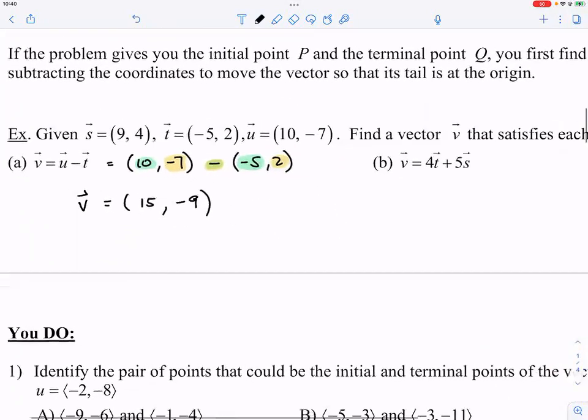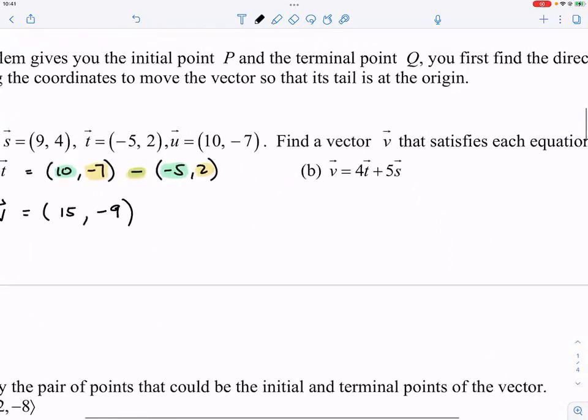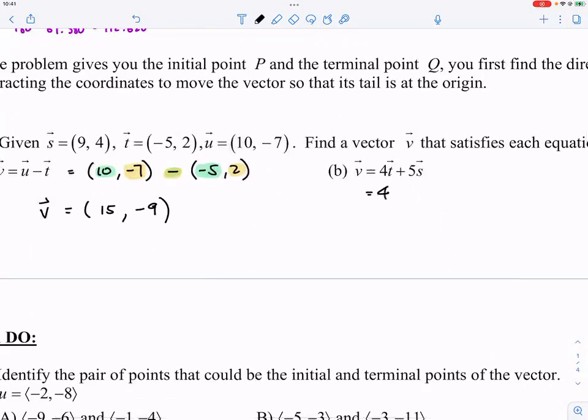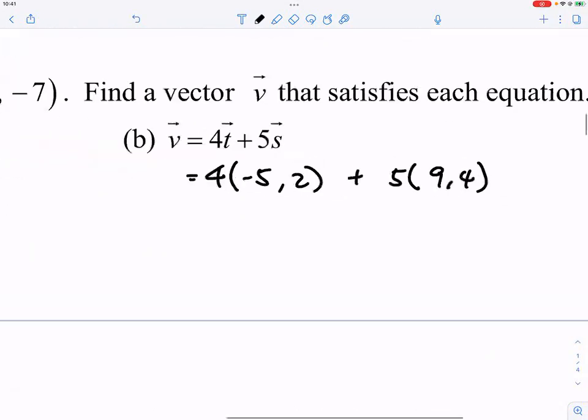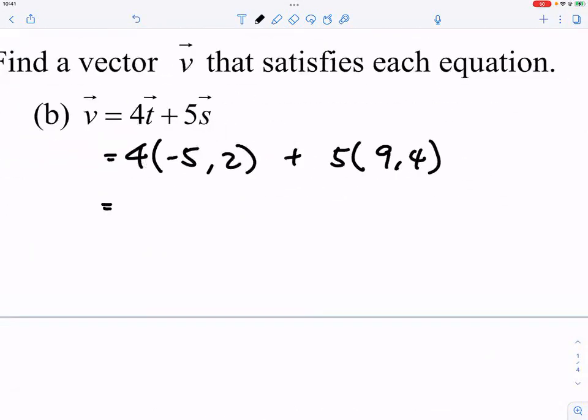And for b, we basically do the same thing. We have 4 times -5, comma, 2 plus 5 times 9, comma, 4. Those are the two vectors. Yesterday we drew a diagram with the 2 sitting in front of the vector, and we said we double the length. Now we've got a 4 and a 5. Well, we do the same thing. We will quadruple the vector.